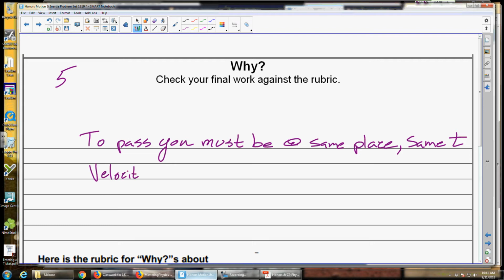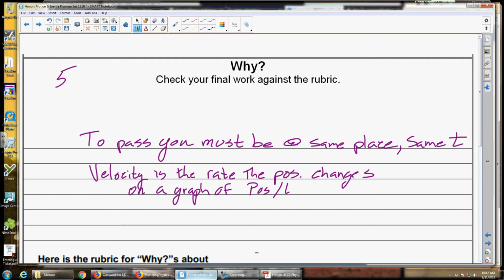velocity is the rate the position changes on a graph of position versus time. This is the slope.